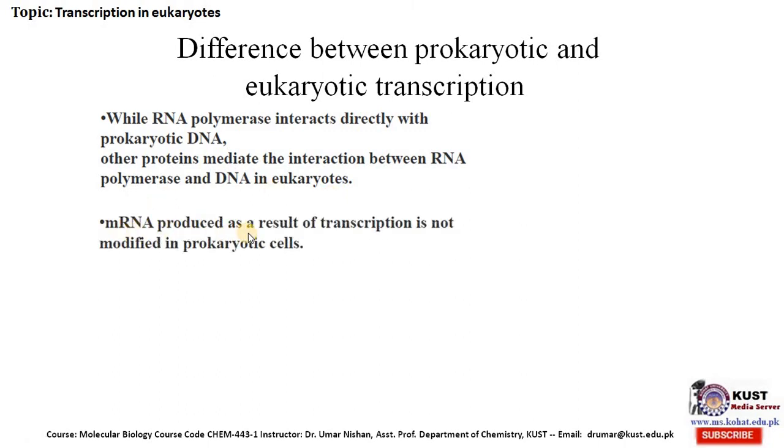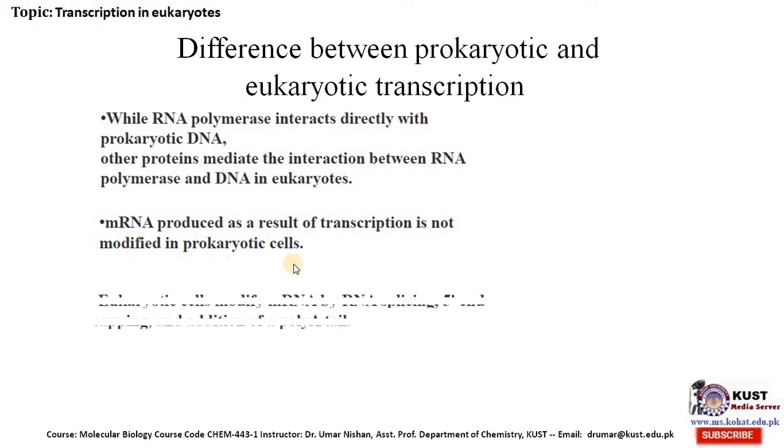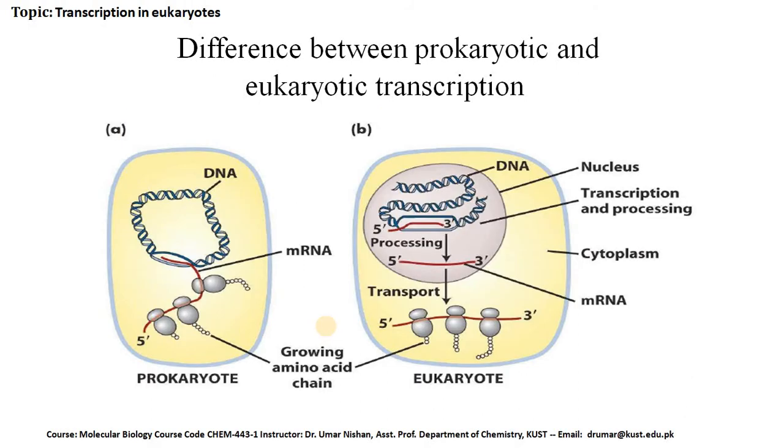Messenger RNA produced as a result of transcription is not modified in prokaryotic cells. Eukaryotic cells modify messenger RNA by RNA splicing, 5' end capping, and addition of a poly A tail. This is how post-transcriptional modification occurs in the eukaryotic cells. So here is an overview of the difference between prokaryotic and eukaryotic transcription.